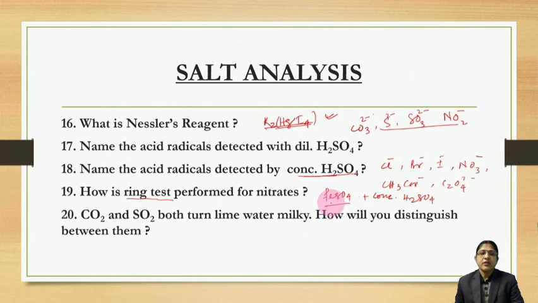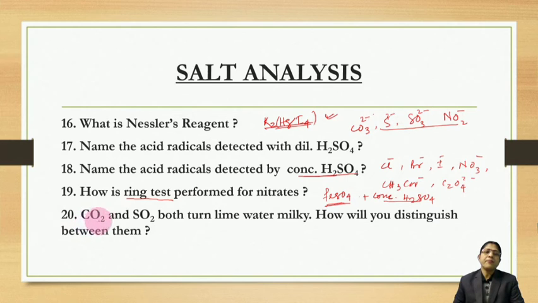So at first, in the brown ring test, freshly prepared ferrous sulfate solution is added, and then concentrated sulfuric acid is added along the walls of the test tube, and if a dark brown ring is formed at the junction of the two solutions, it confirms the presence of nitrate ion. That is known as the brown ring test, or simply the ring test, performed for nitrates.